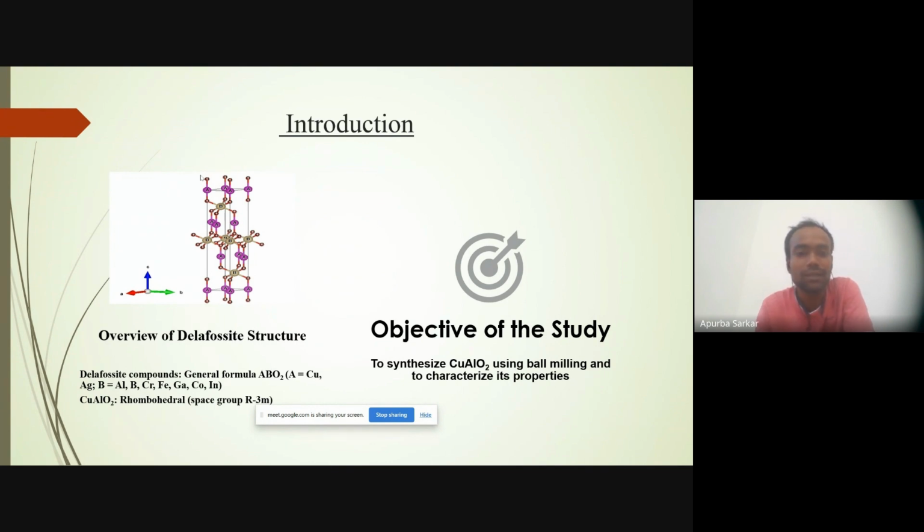This is the overview of Delafossite structure. Delafossite structure has general chemical formula ABO2, where A is Cu, copper and silver, and B is a group 3 element like aluminum, boron, chromium. CuAlO2 Delafossite has a rhombohedral crystal structure and belongs to the space group R3m. Our main objective of this research is to synthesize CuAlO2 using ball milling and to characterize its properties.